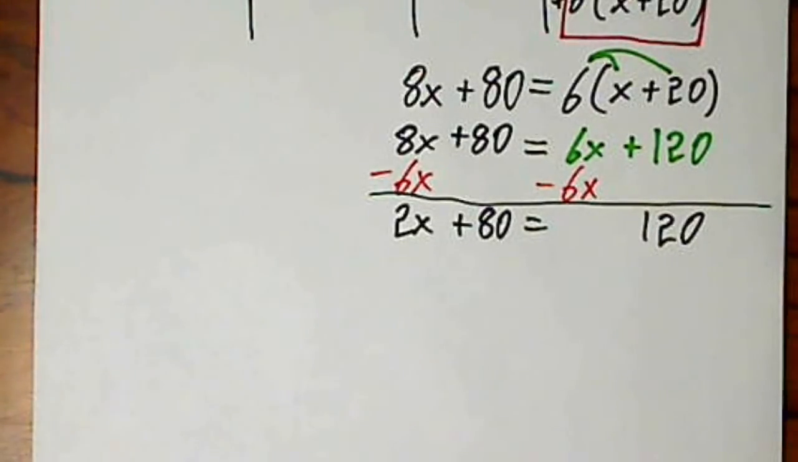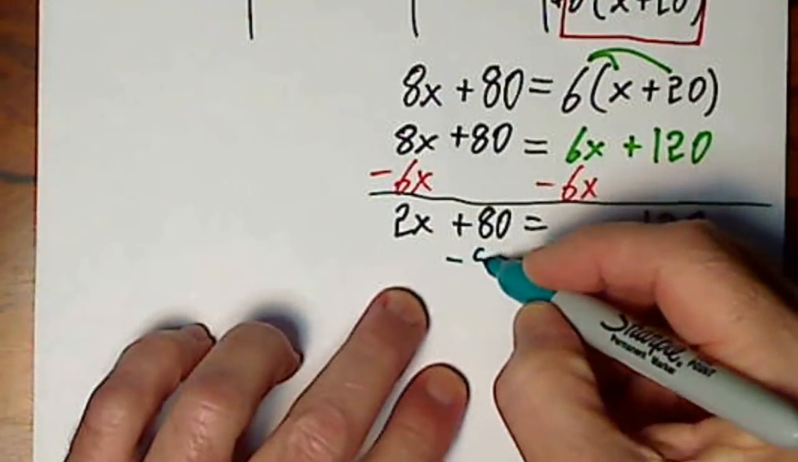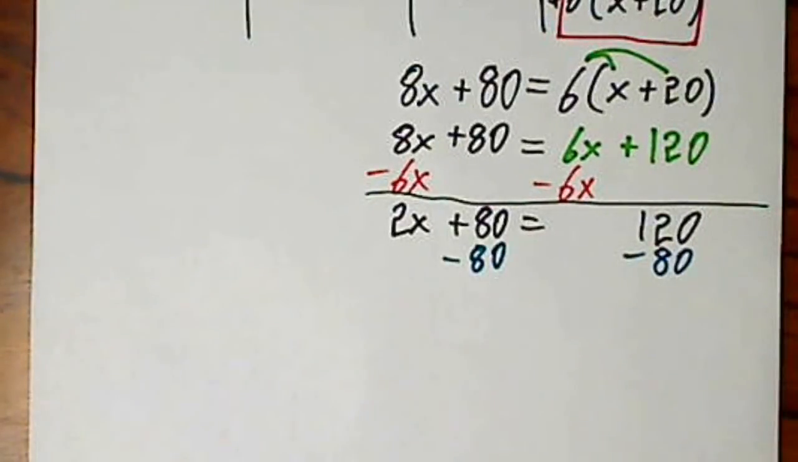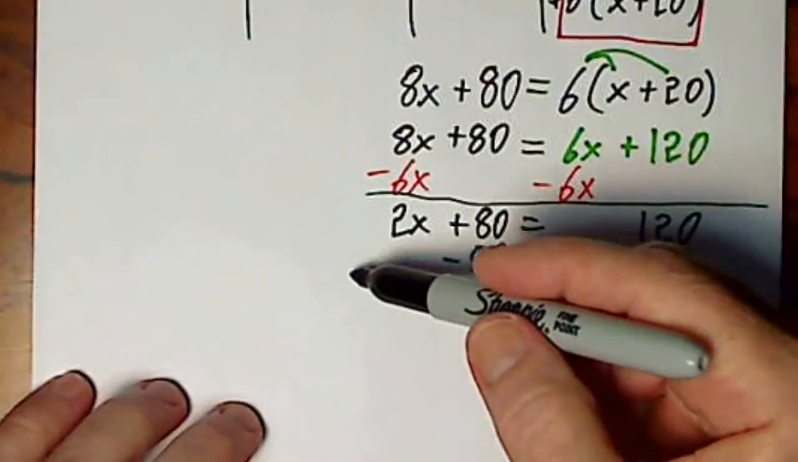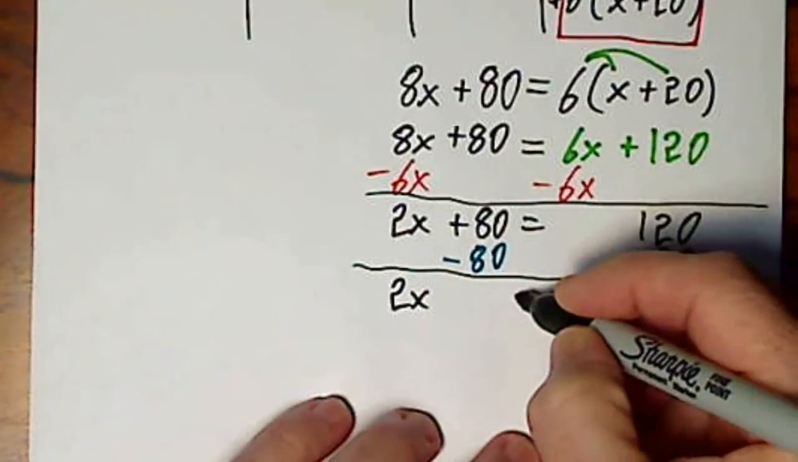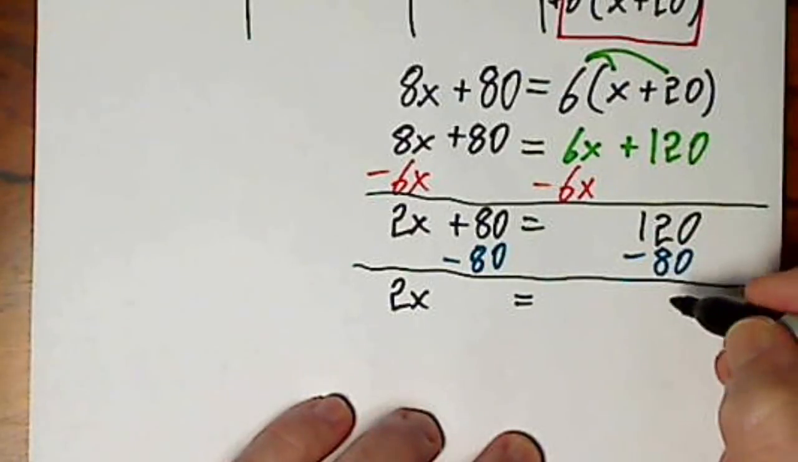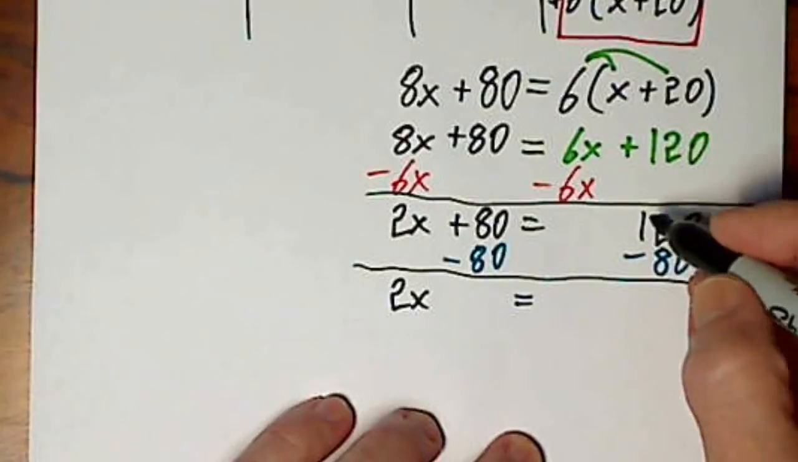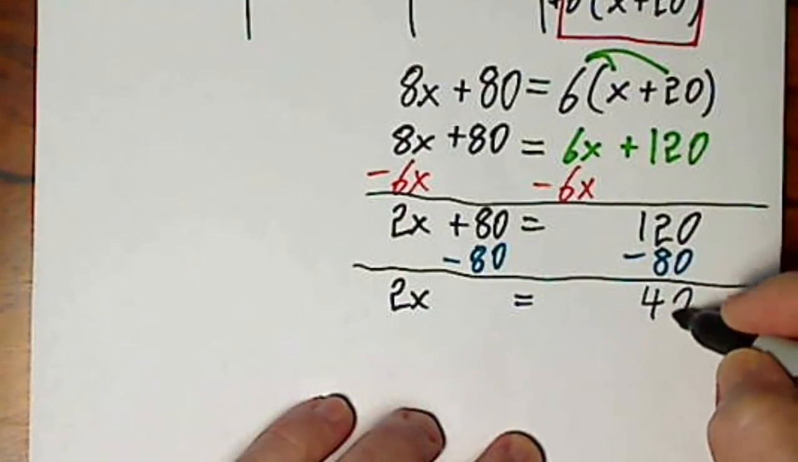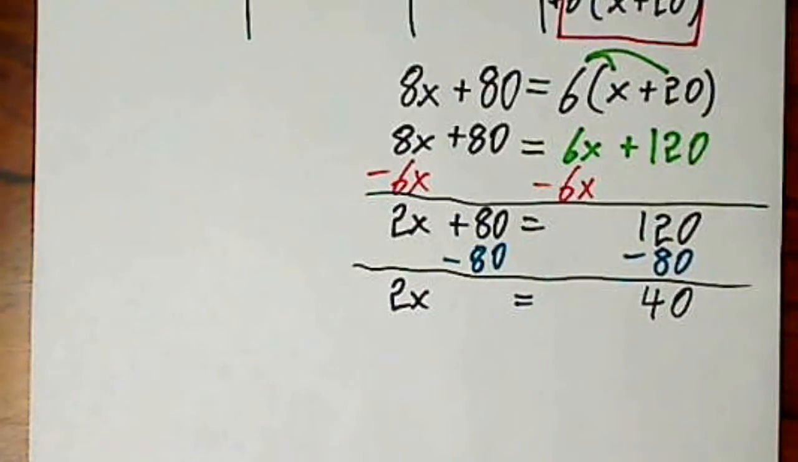Next we can get rid of this 80. So we have 2x, and all we have left here is a 40. Well, that's not much. All right, now we'll get rid of our 2.